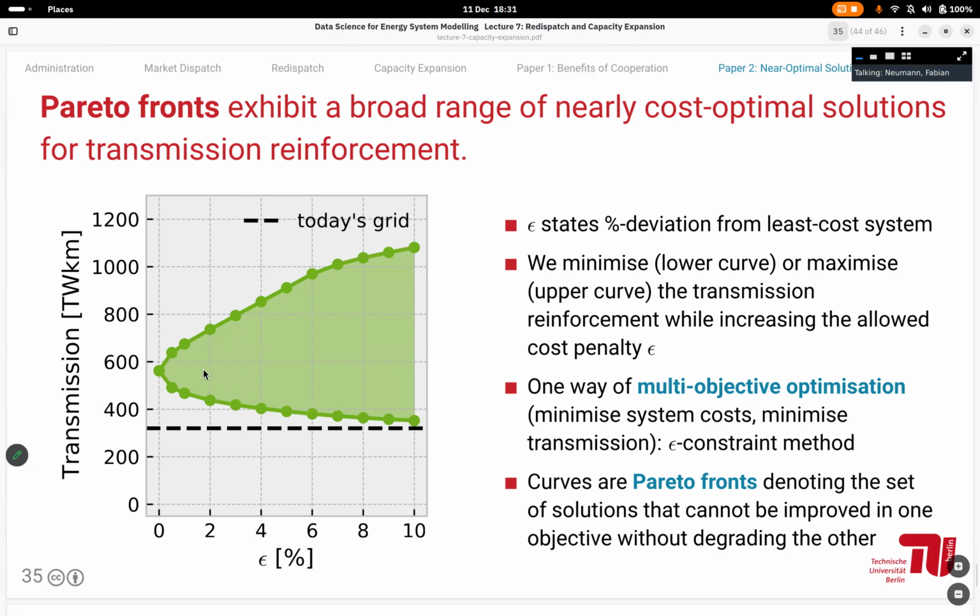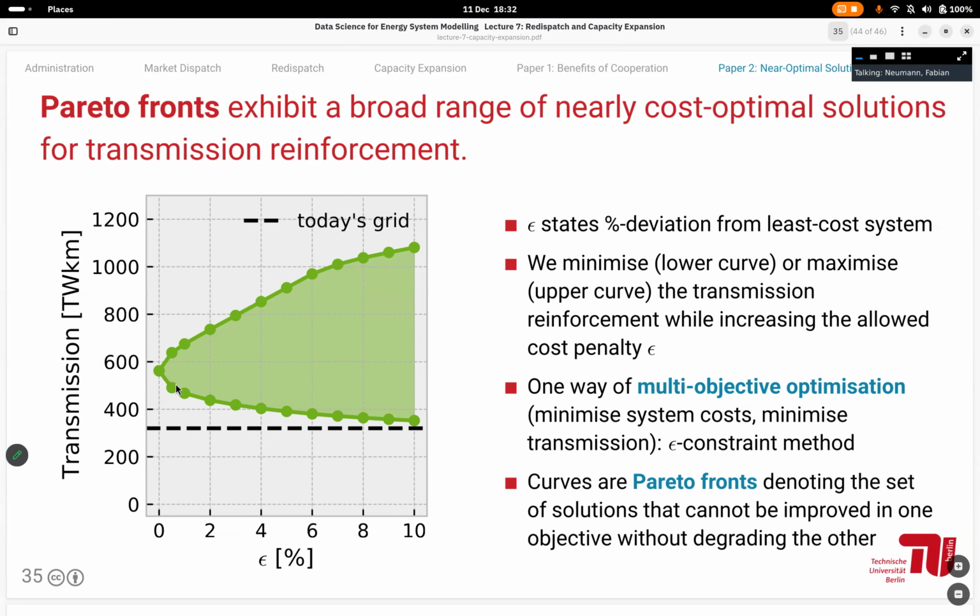And the nice thing here that you can see is that, again, you have some form of nonlinearity, that the first units of cost penalty can change your transmission results drastically. So you could say, okay, transmission expansion is critical. It's seen as critical by people. So if I allow the system to be 0.5% more expensive, I can actually reduce transmission expansion by 20 or 30%.